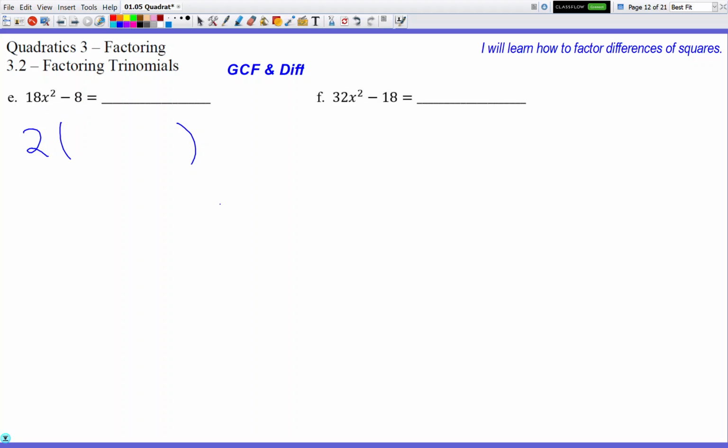Okay, so I get 9x squared, and I get negative 4. Yeah, 9x squared, yep, that's a perfect square. 9 is 3 times 3, x squared is x times x. And the 4 is 2 times 2. And we got a minus sign in the middle, so we're good to go. We got all the signs of difference of two squares being good to go. So the 2 on the outside, blank parentheses, we put 3x and 3x in the front. We put 2 and 2 in the back. We put opposite signs, and we're done. Okay? All right, letter F.